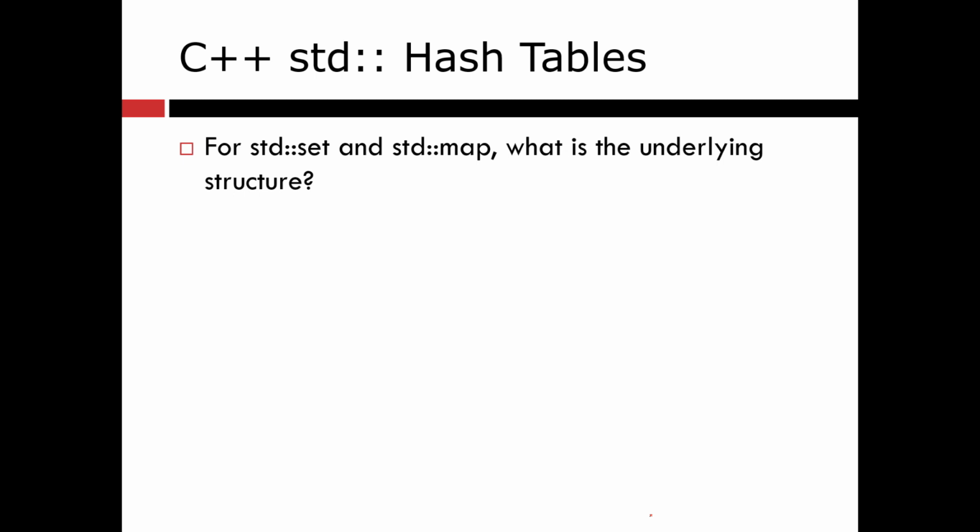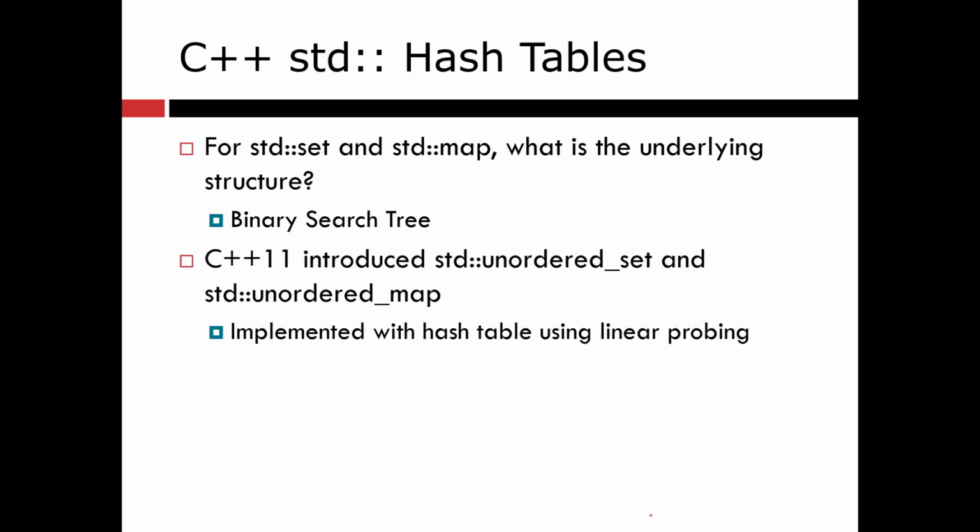The set and map, the underlying structure for those standard template library data structures, are binary search trees. C++11, which, not to date myself, was after I graduated from college, introduced two new containers, the unordered set and the unordered map. These were hash tables with linear probing. The methods available to you are similar, but they're implemented differently.